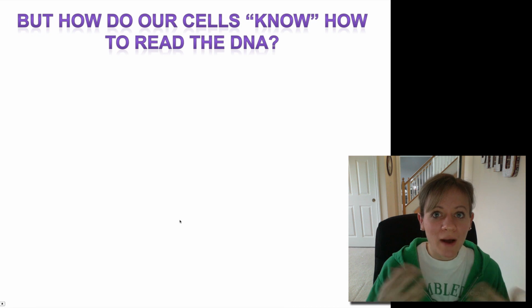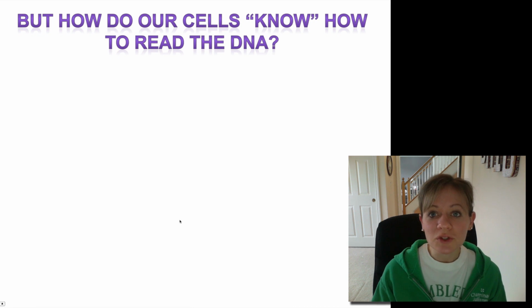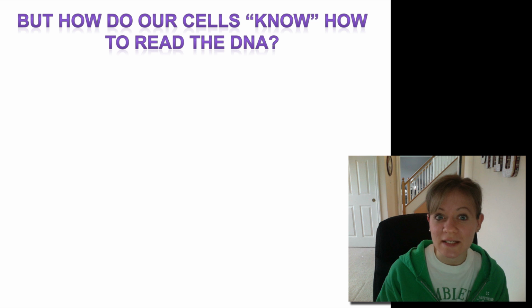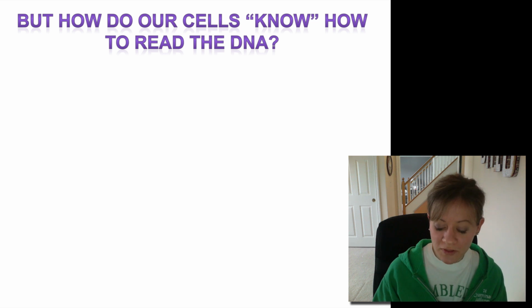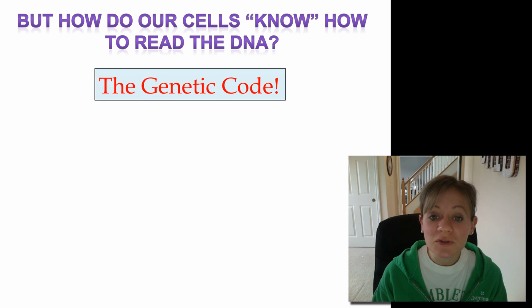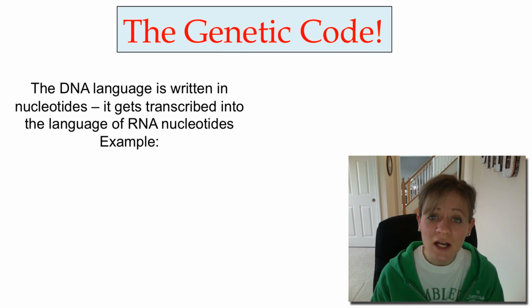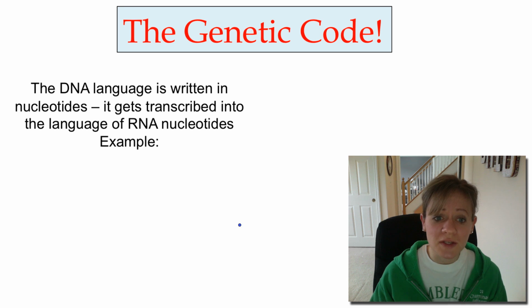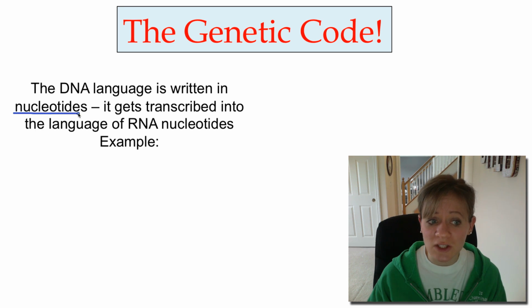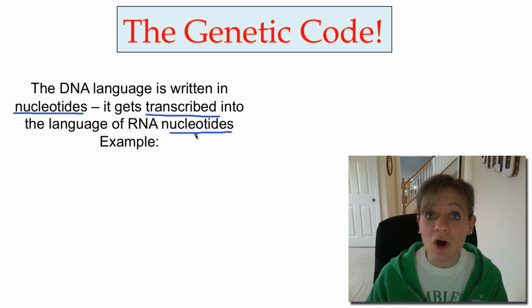Okay. So I've told you all of this, but how do our cells know how to read the DNA? How do we start with that DNA? And the answer is the genetic code. So I'm going to spend a few minutes here talking about the genetic code. This is so important to understand. So the DNA language, and we already know this, is written in something called nucleotides. Nucleotides are the monomer of DNA. And it gets transcribed into the same language of nucleotides, but it gets transcribed into RNA.